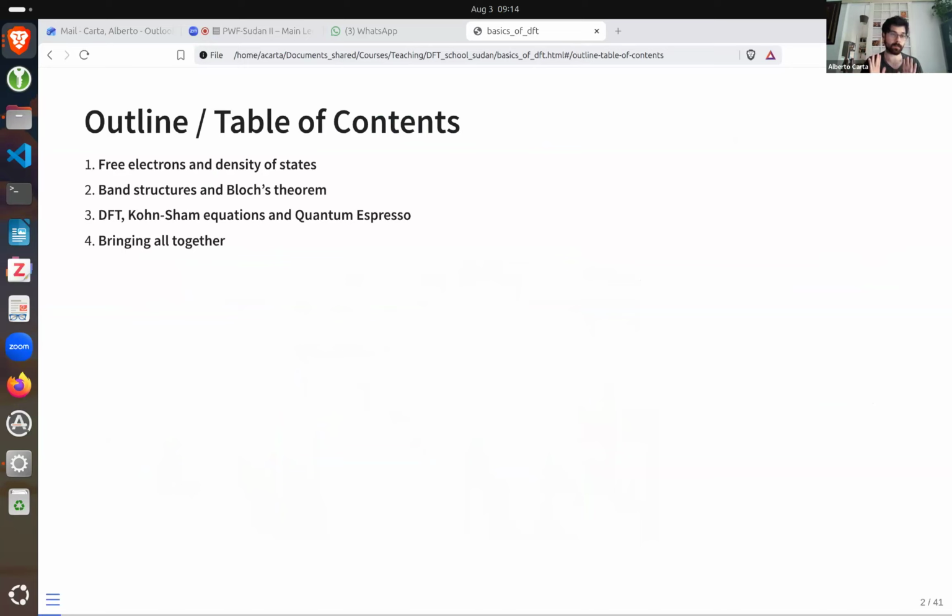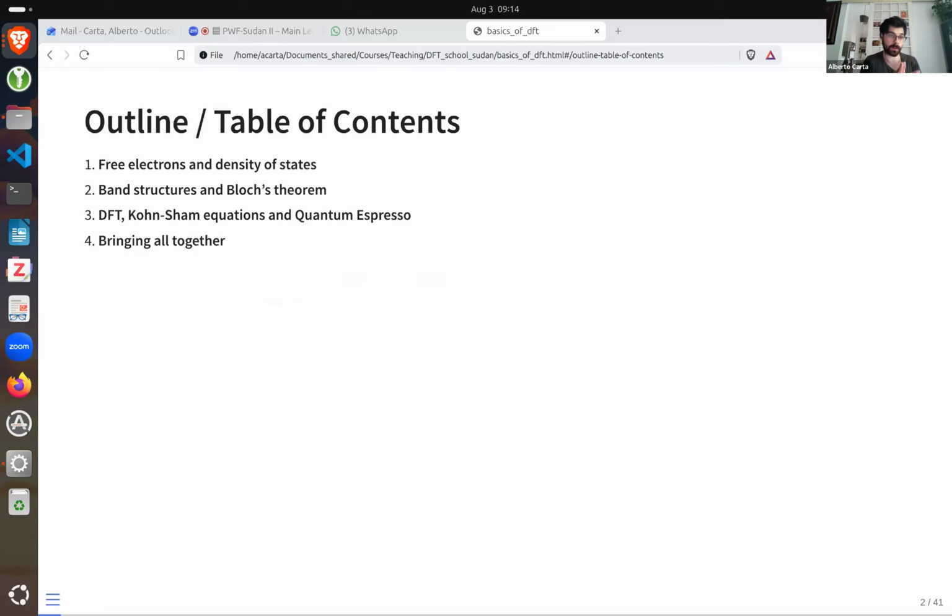We are going to look at four topics here. The first is the physics of free electrons in solids, and the concept of density of states. Then we're going to look at the concept of band structure and Bloch theorem. These two are not necessarily topics unique to DFT, but they're going to be useful for what we are going to do later. Hopefully we get through this in the first hour.